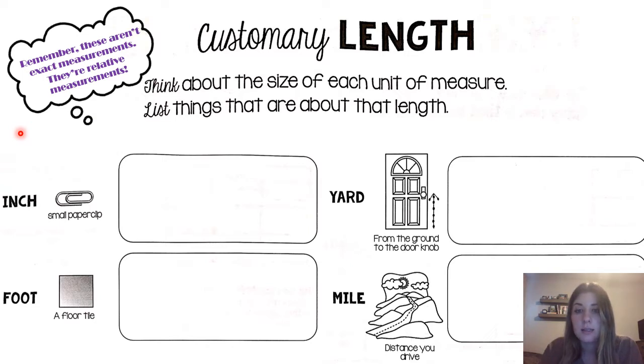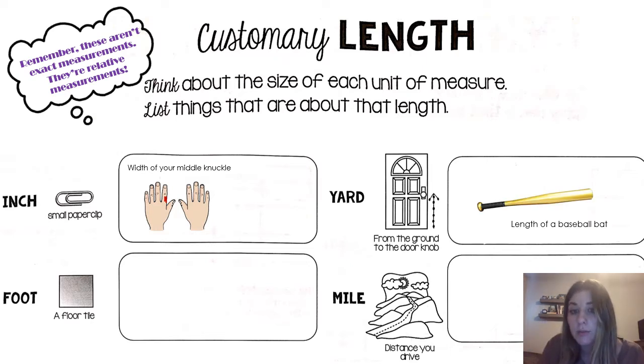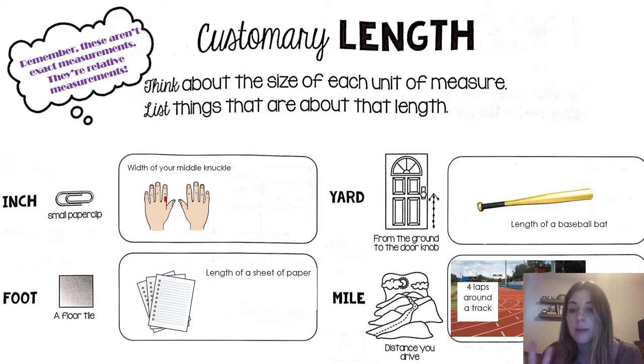Now let's check back and see what objects Ms. Hershey put as examples. I did the width of your middle knuckle, so that would be right here, like if you put your finger like this, this space. I did the length of a baseball bat for a yard, the length of a sheet of paper for a foot, and 4 laps around the track. Now the only one of these that is exact is this mile here. 4 laps around a track is exactly a mile, but a baseball bat, a piece of paper, and the width of your middle knuckle, those are relative. They're about. It's like an estimation.